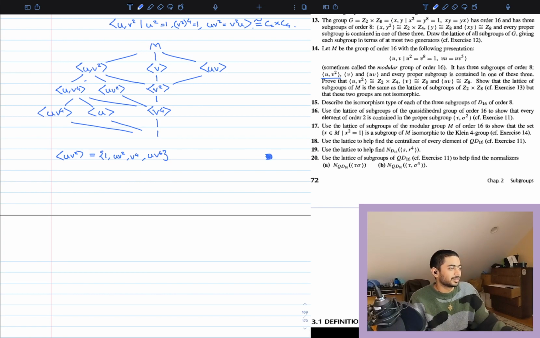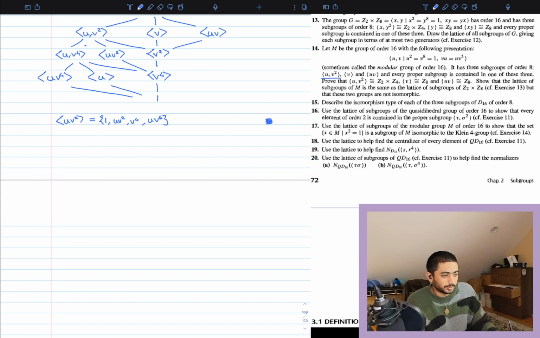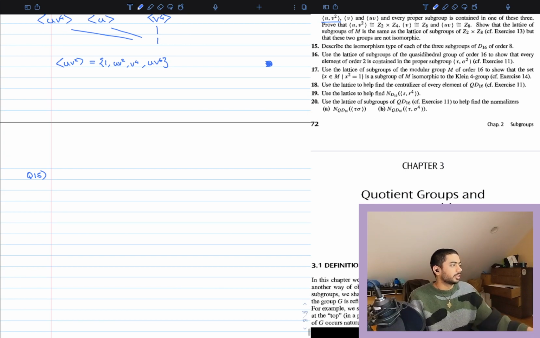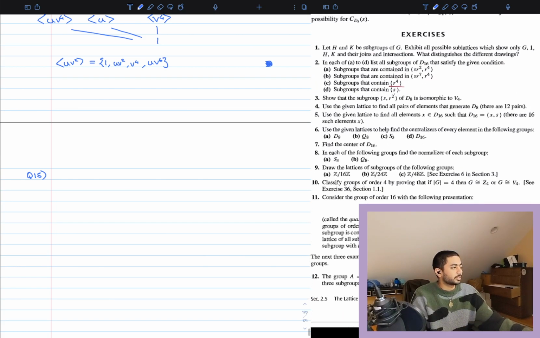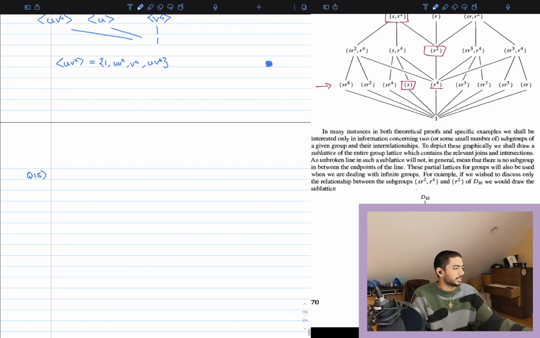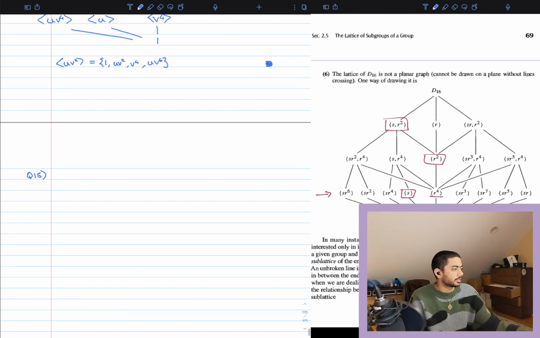Okay, question 15. So what's going on here? Describe the isomorphism type of each of the three subgroups of D16 of order 8. So let's go back to the lattice for D16. It looks like this. It has these three subgroups. So this is isomorphic to C8. It's a cyclic group with order 8. What about this? And what about this?